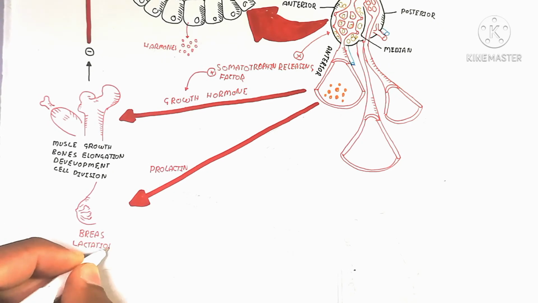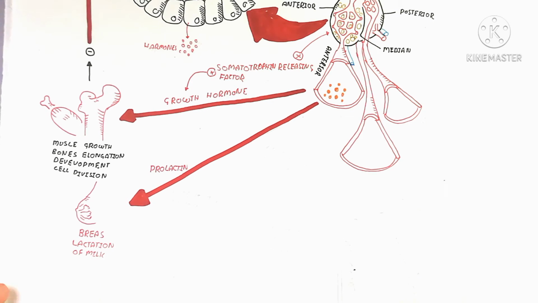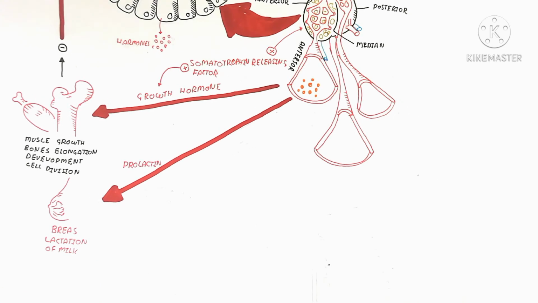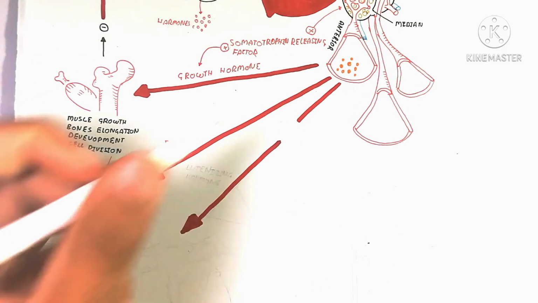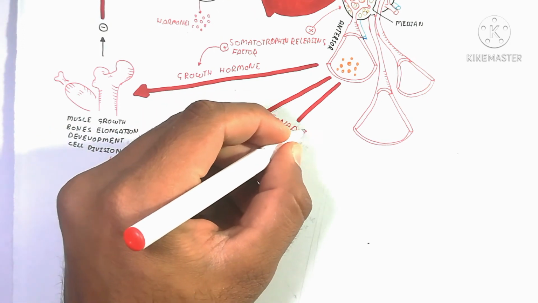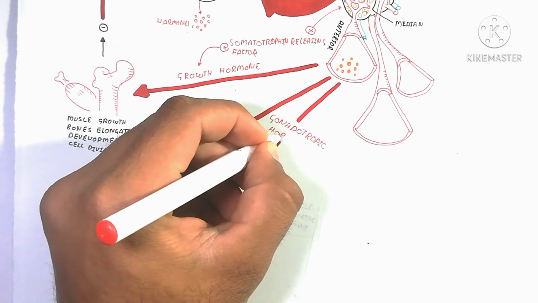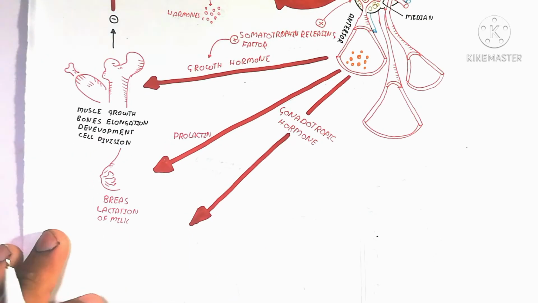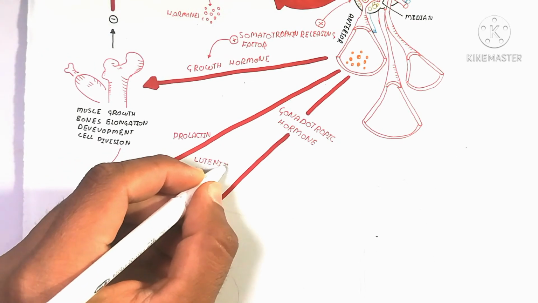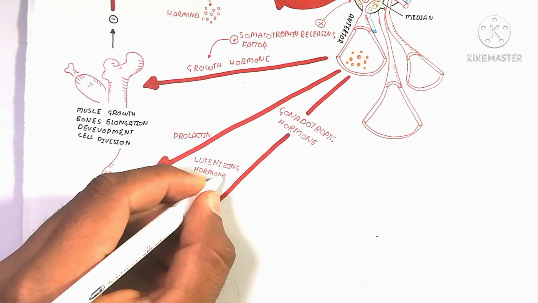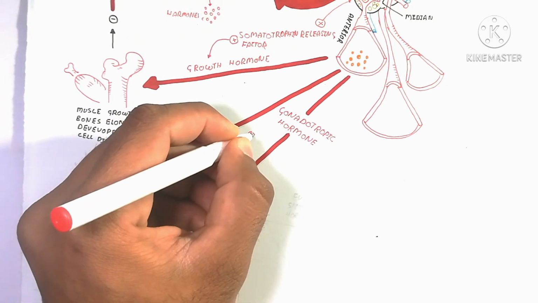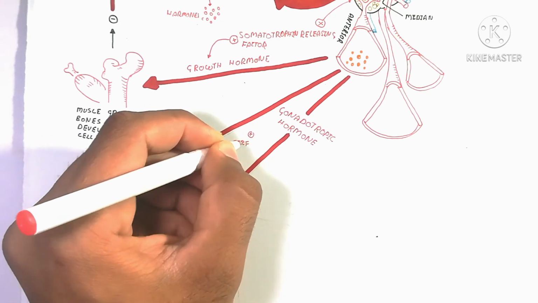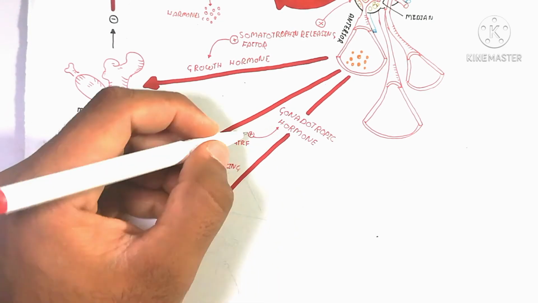The next is prolactin, which is produced from the anterior pituitary and causes lactation of milk after pregnancy, that is, after the birth of the fetus. Then there is the gonadotropic hormone, the sex driving hormone, controlled by gonadotropin releasing factor, which stimulates the gonadotropic hormone to stimulate the gonads.